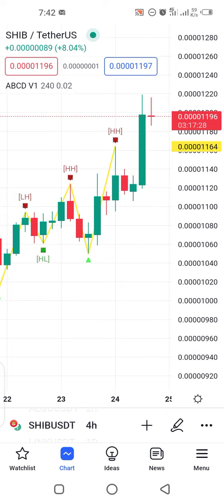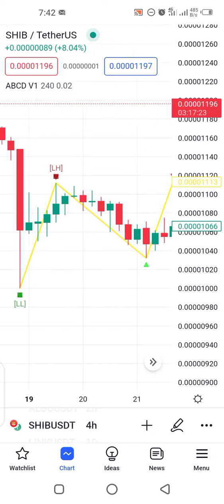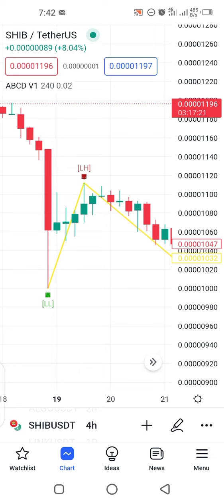when the market is going down. When the market is going down, you are supposed to enter at the lower low and get out at the lower high. So you get in at the lower low, then you get out at the lower high.